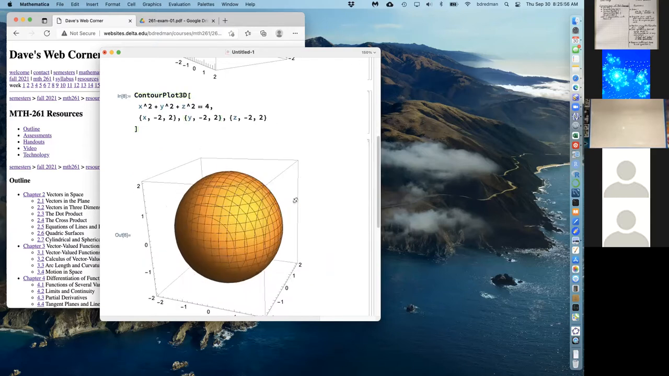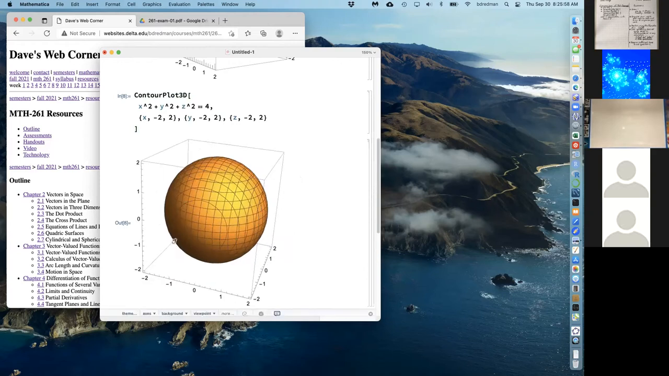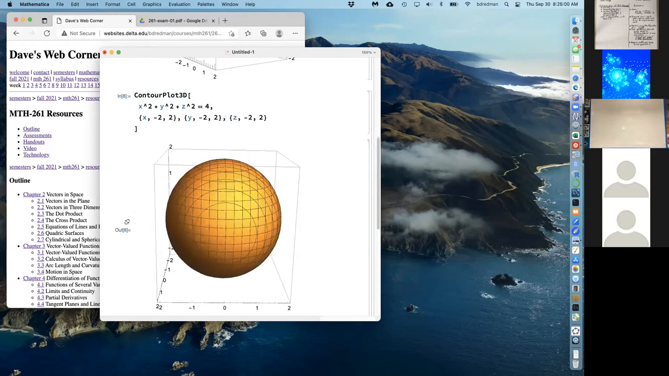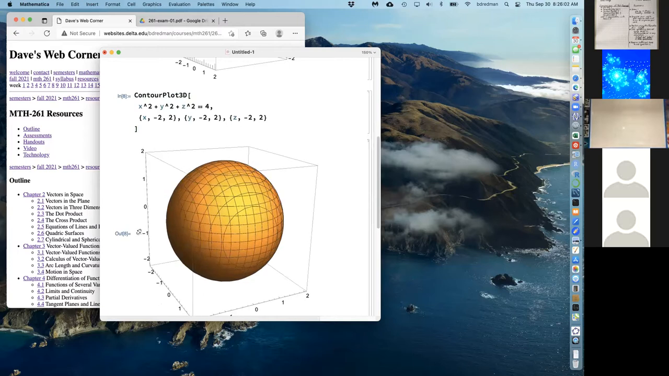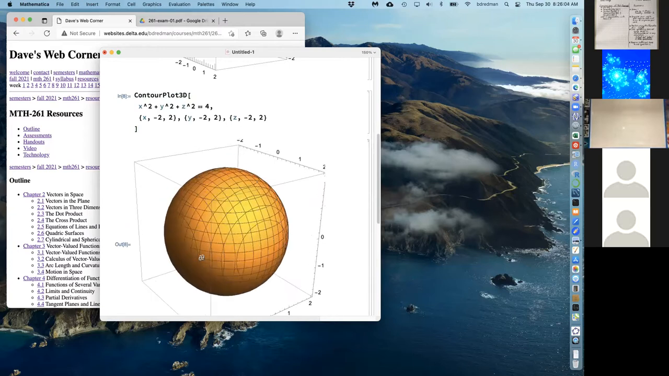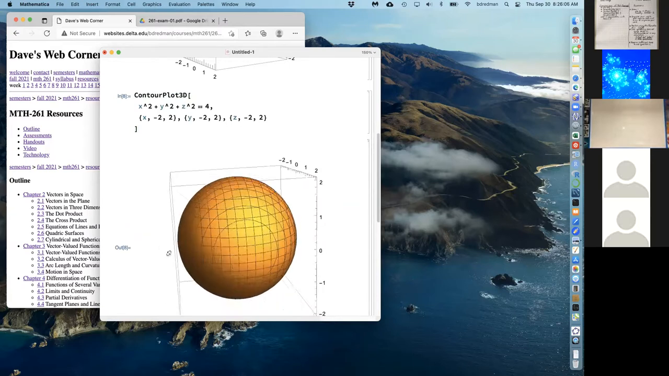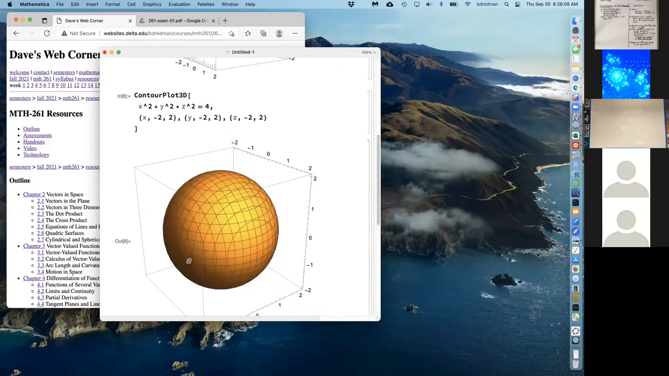Holy cow, that was beautiful. Look at that. Here's a sphere. This is what I think spheres should look like. And it's nicely rounded like a sphere as I rotate left, right, up, down. Okay, now I'm a little bit happier.